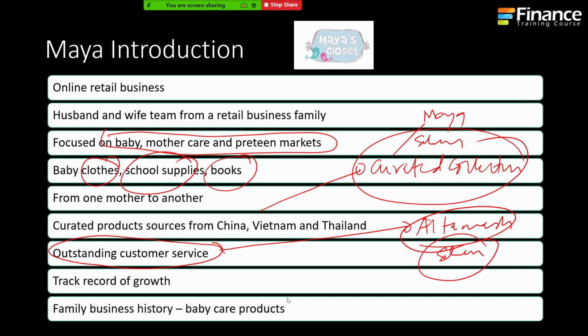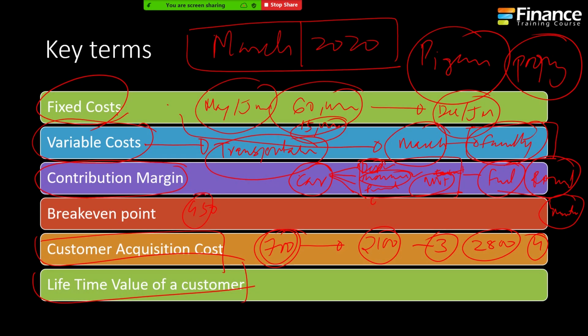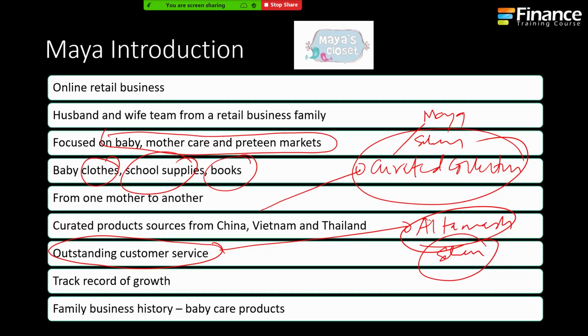So what we're going to do is walk through a more detailed example of the terms we've discussed or identified above, right? I want to walk through the concept of fixed and variable cost, the concept of contribution margin, of break-even point, of customer acquisition, and lifetime value for customer. But I'm going to do that after the break.